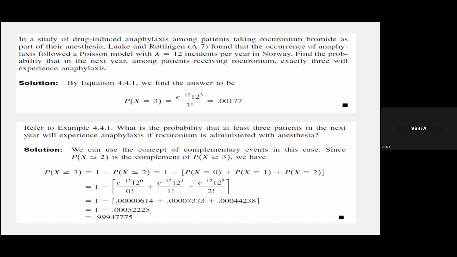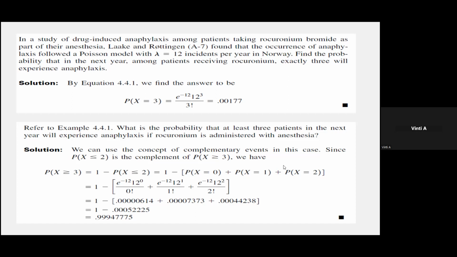Okay, so here in this case, the model is X equal to 3. And we find that, in that particular interval, lambda was equal to 12. And as I said, it is proportional to time. So in this case, the probability of 3 events is e to the power of minus 12, 12 to the power of 3 divided by 3 factorial, and the probability comes as 0.00177.